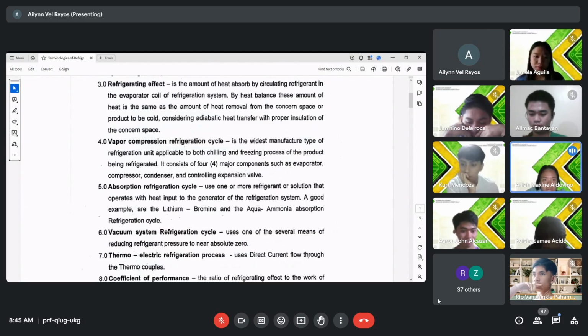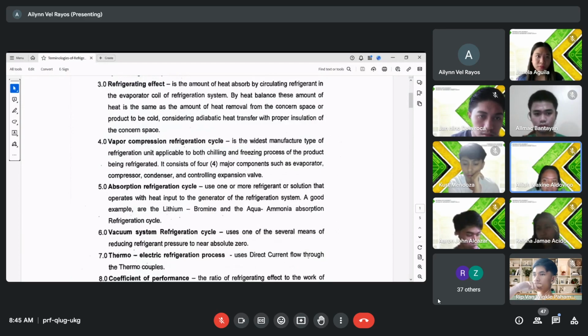Vapor compression refrigeration cycle is the widest manufactured type of refrigeration unit applicable to both chilling and freezing process of the product being refrigerated. It consists of four major components such as evaporator, compressor, condenser, and controlling expansion valve.